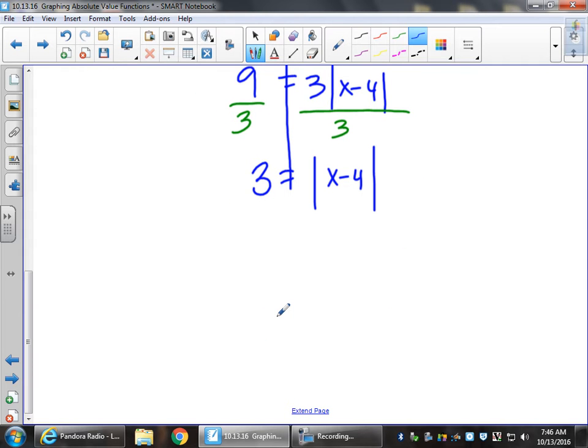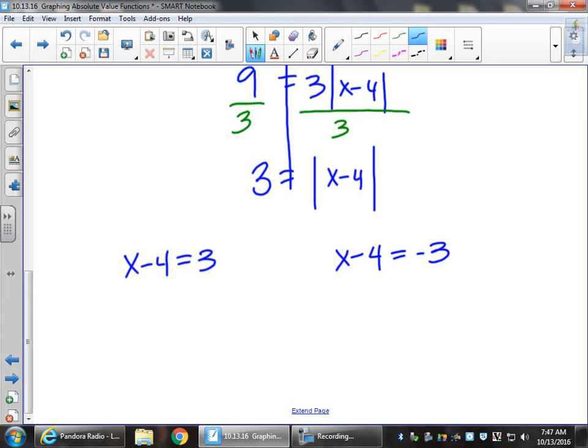What's the absolute value of 3? 3. What's the absolute value of negative 3? 3. So this kind of has a connection. You know when you're solving x squared equals 81 and you take the square root, you get 2 answers? Same principle here. Because I need to figure out what's going to make x minus 4 equal 3 and what's going to make x minus 4 equal negative 3.